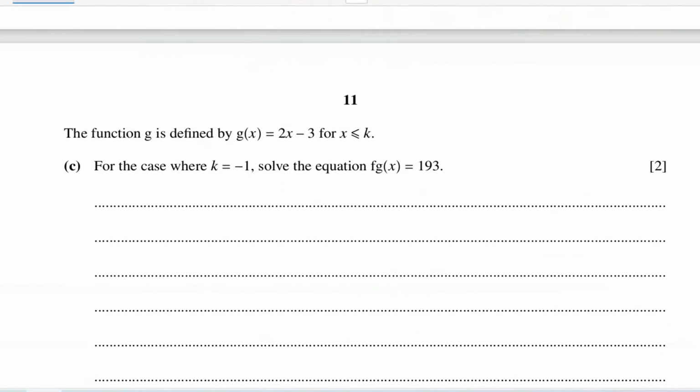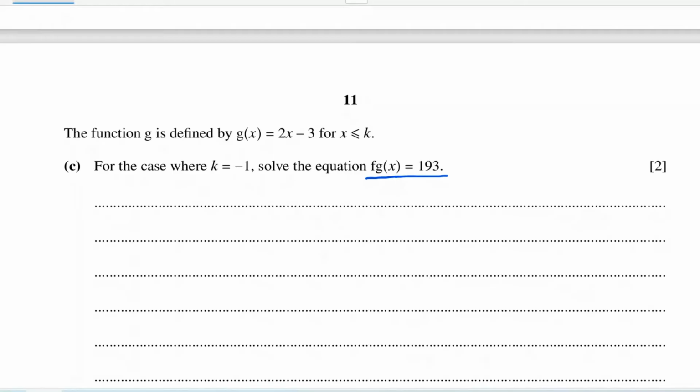The next part of the question is: the function g is defined by g of x equals 2x minus 3 for x less than or equal to k. For the case where k is equal to -1, solve the equation fg of x equals 193. So g of x is given as 2x minus 3. Let us write what is fg of x.